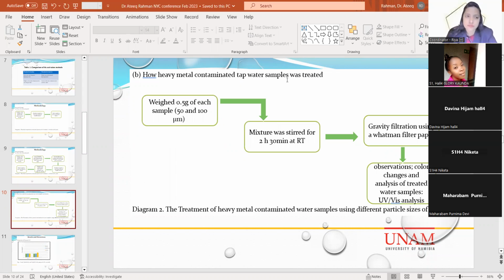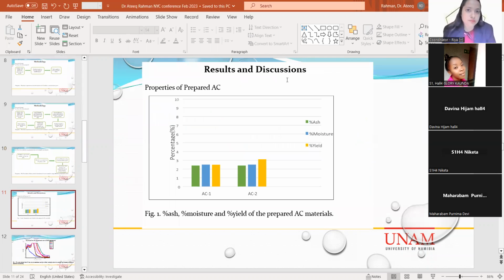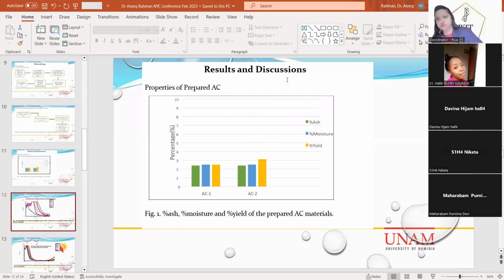Then gravity filtration is done with the Whatman filter paper, and you will see the observed color changes, and these samples will be analyzed by UV visible spectrophotometer. Results and discussion: the properties of the prepared AC. We have the ash percentage, moisture and yield of the prepared AC for both samples AC1 and AC2 here, and they are going above 20 percent for almost, and the third one, the yield, is around 30%.